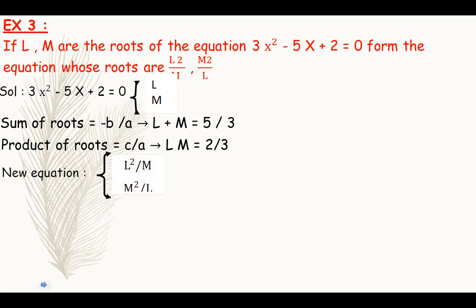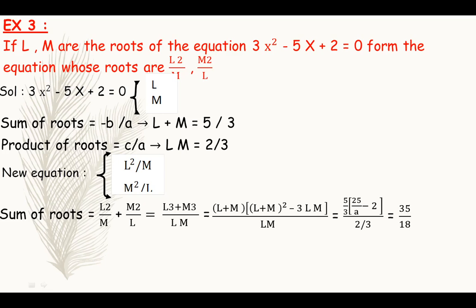So what about the new equation? The new equation has two roots. One of them is L power 2 over M and the other one is M power 2 over L. Again, sum and the product. Sum: L power of 2 over M plus M power of 2 over L. Cross multiplying, it will be LM and L power of 3 plus M power of 3. Again, one of the rules, we are going to replace by small bracket L plus M, large bracket L plus M all power of 2 minus 3LM, over LM.